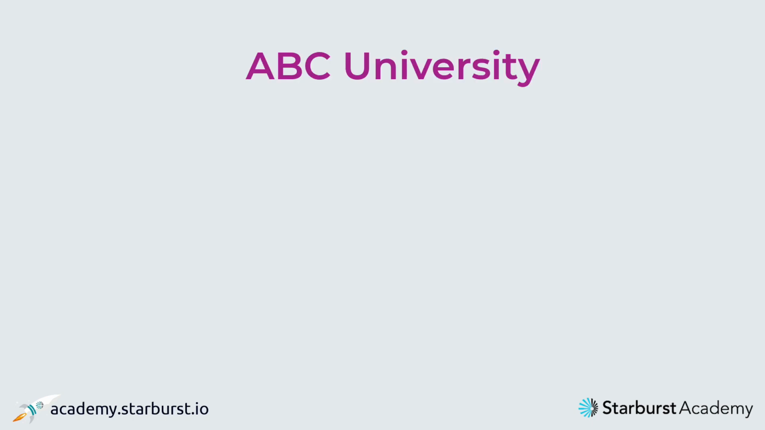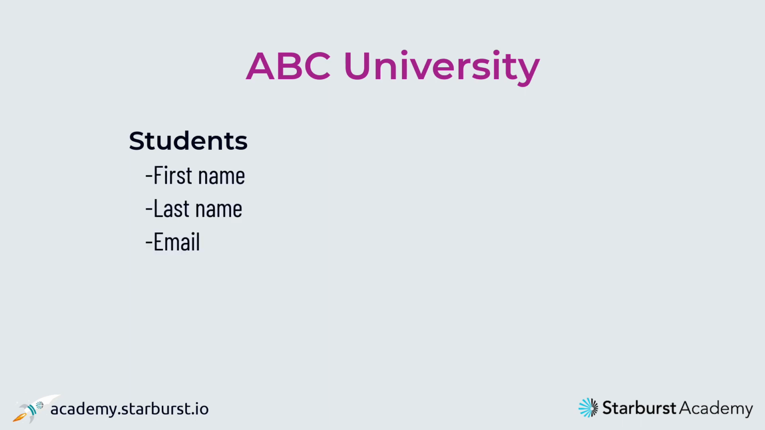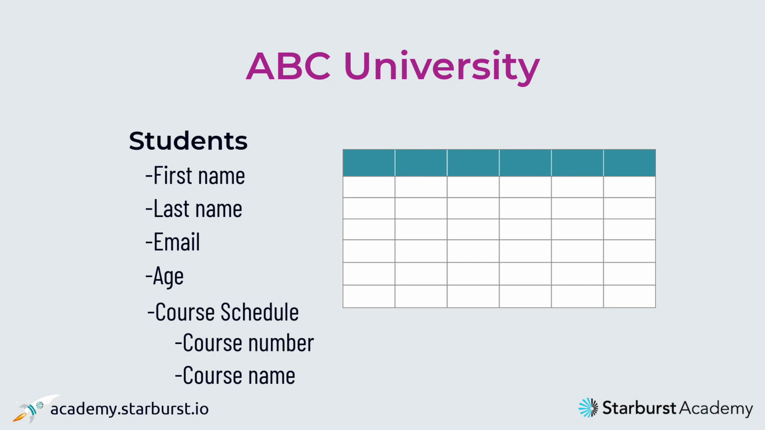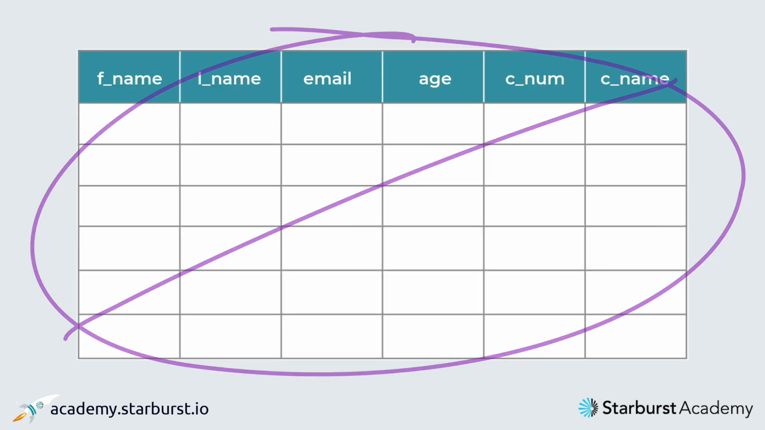We have the following information for each student at ABC: first name, last name, email address, age, and course schedule, which includes the course number and course name for each course. Knowing that the data in relational databases is stored in tables, how do you think we should structure the tables to hold the student information? We could just put all of the info into one table, but doing so would introduce some problems.